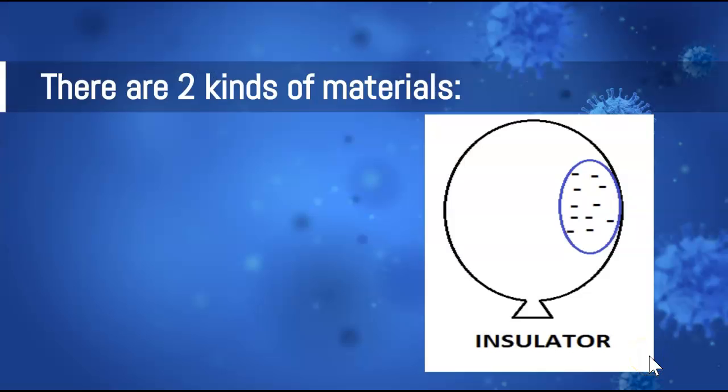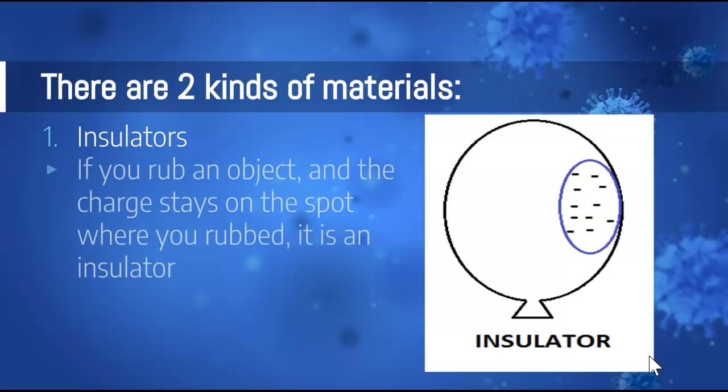Now, there are two basic kinds of materials that we need to understand. The first are what are called insulators, and we looked at an insulator when we were doing the demonstration of the balloon rubbing against the hair. Now, if you rub an object and the charge stays on the spot where you rubbed it, that is an insulator. So the balloon that I rubbed against my head gained a whole bunch of electrons from my hair, and those electrons all stayed right here. They didn't spread out throughout the entire balloon, they just stayed in one space. And so that tells us that that balloon, that substance, is an insulator.